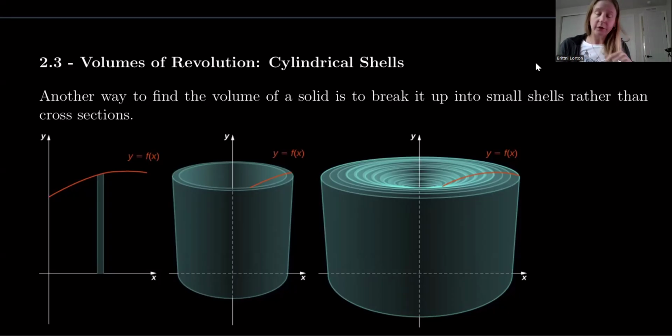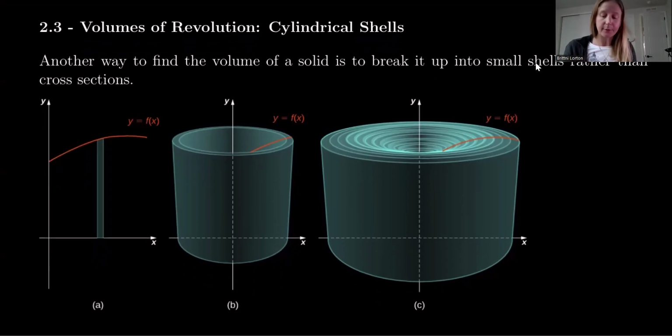So now we're still going to do volumes of revolution. So we're not slicing like a loaf of bread. We're still doing volumes of revolution, but using now a shell method instead of a washer method. So another way to find the volume of a solid is to break it up into smaller shells, oftentimes called cylinders, rather than cross sections. It kind of depends upon your preference.